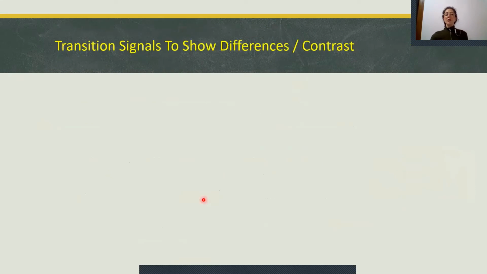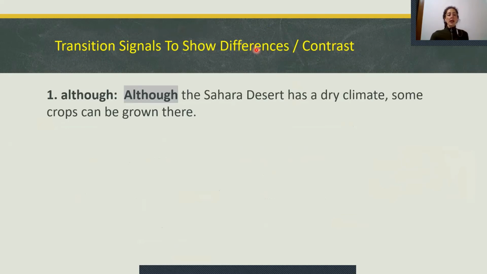Now we are seeing the transition signals to show differences and contrasts. This is like this, but the other thing is like this. I will compare two things. I need these a lot. One, although. I think we have learned this from the B1 book, maybe. Although the Sahara Desert has a dry climate, some crops can be grown there.